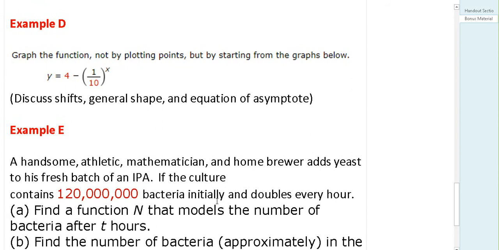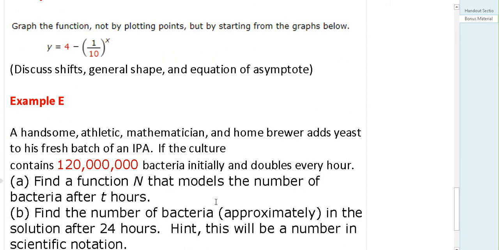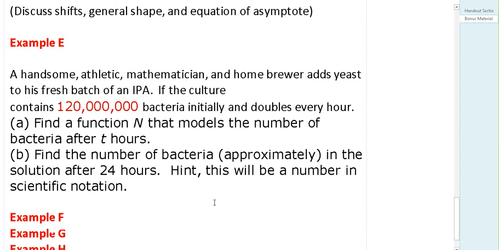2 more little quick ones. So we're going to talk about a very fictional example here. A handsome athletic mathematician and homebrewer adds yeast to his fresh batch of an IPA. So any relationship to the instructor right now is purely intentional.